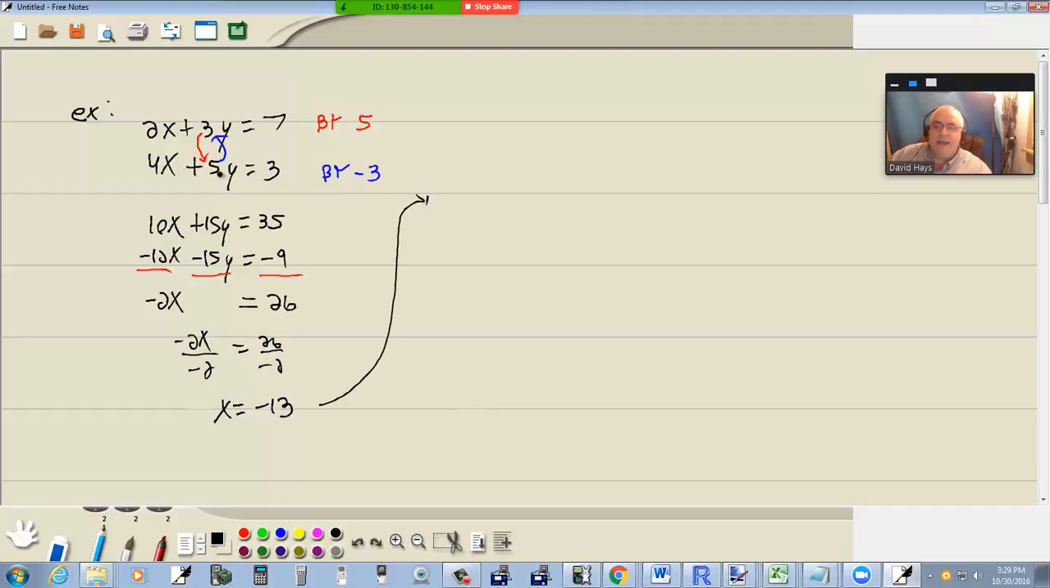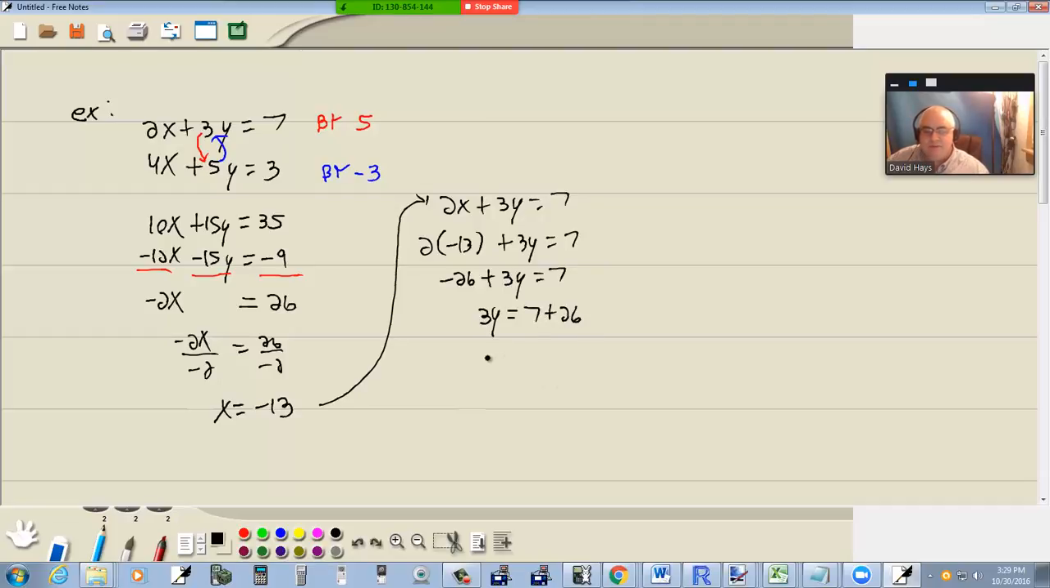Now we want to plug that back into one of our equations. Doesn't matter which one. So I got 2x plus 3y is equal to 7. We just said x is negative 13. So you got 2 times negative 13 plus 3y is equal to 7. That's negative 26 plus 3y is equal to 7. Take the negative 26 over, it becomes a positive 26. That gives us 33. Divide both sides by 3.